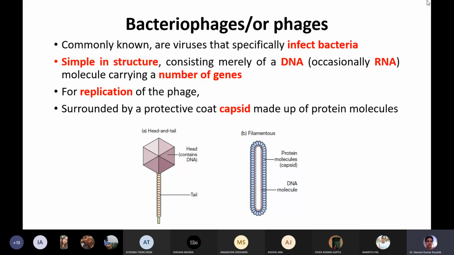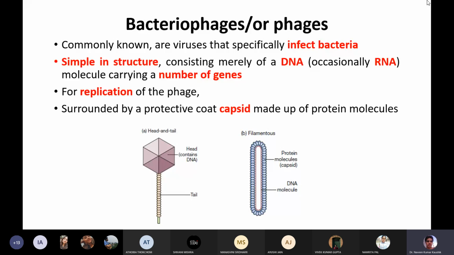So the lambda life cycle has two types. One is the lytic phase, and the second is the lysogenic phase. Lysogeny can also shift to the lytic phase, but some induction is required. Once you induce it, the excision from the host chromosome occurs and new phage particles are produced.